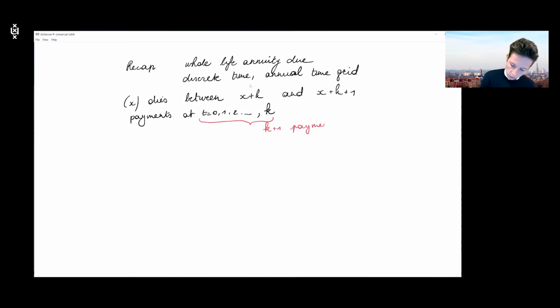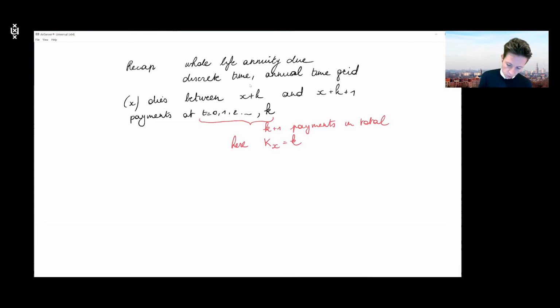And what is this k? Well, if you write it with a random variable, that means if you look at the random variable Kx, the curtate future lifetime, it takes the value equal to small k in this particular example. So with a random variable notation, I could say that the number of payments that the policyholder receives under this particular contract is equal to capital Kx plus 1.